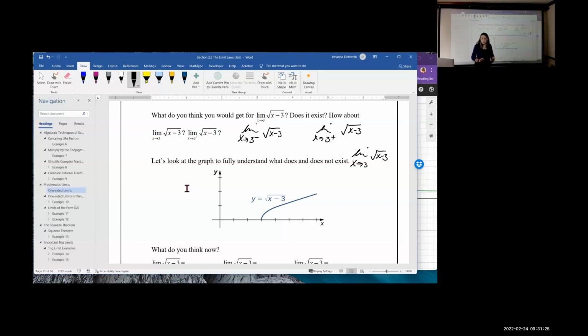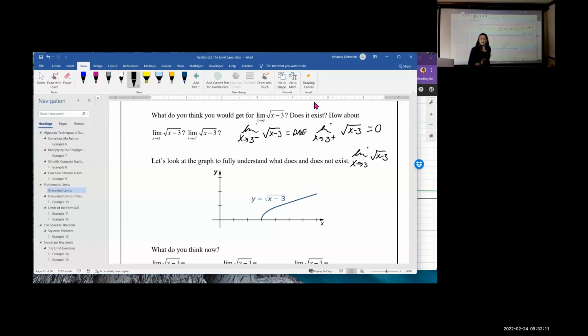So what does that tell you about the limit coming from the left? If there's no graph over there, can the limit from the left exist? No. So it does not exist. All right. What about the limit from the right? Well, there is graph to the right side of 3. So I locate 3 on the x-axis, find the graph, go to the right of it, trace along the graph until I get close to 3 coming from the right, and it looks like it hits 0. So it looks like the value is going to be 0.